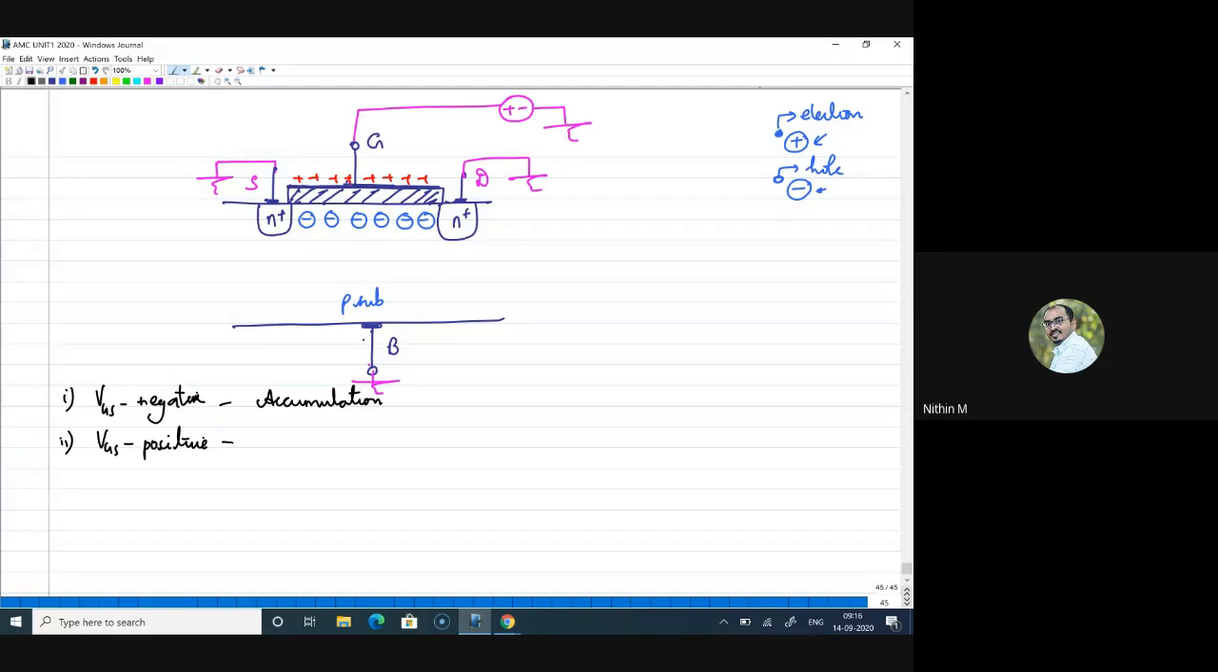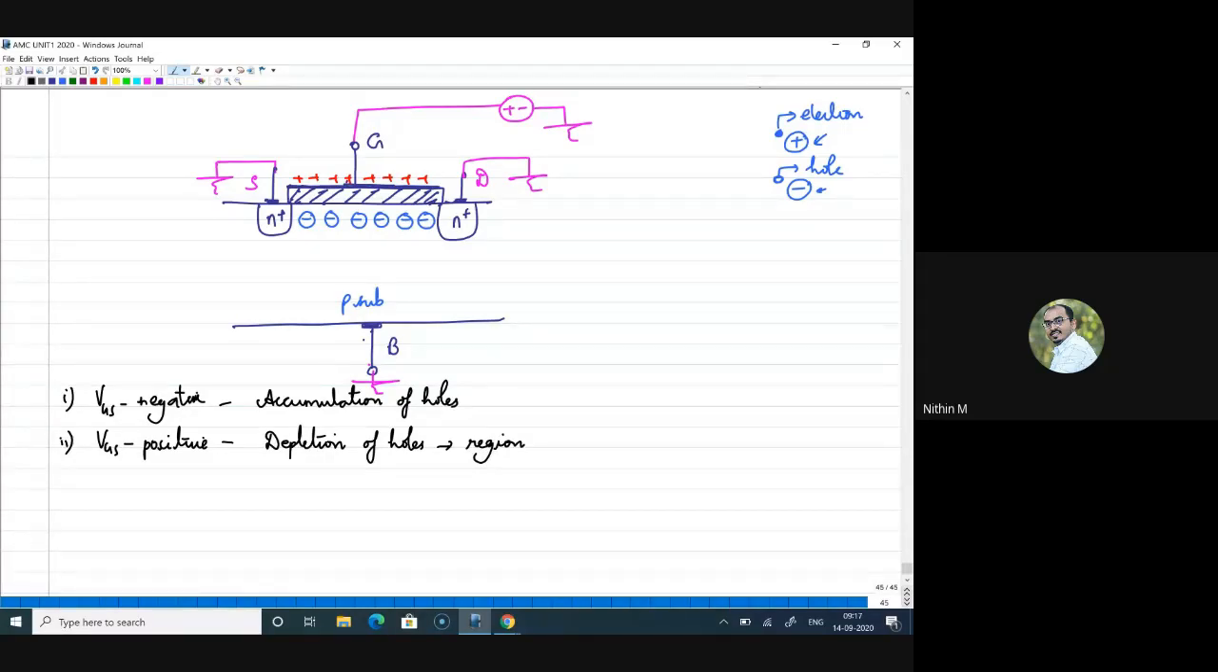Depletion region. Yes, Kirtana. Thank you for the responses. Yes, Abhinami, Naman, this is known as the depletion region. So when we apply a positive VGS, initially it was accumulation of holes, then depletion of holes, which results in the formation of a depletion region, right?